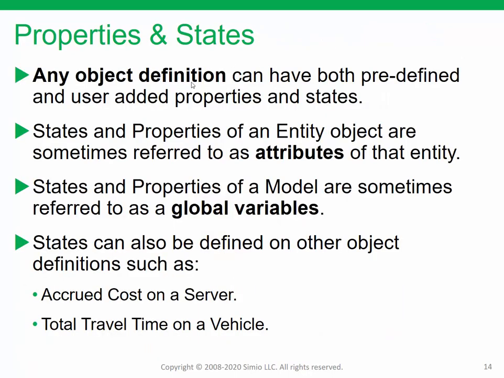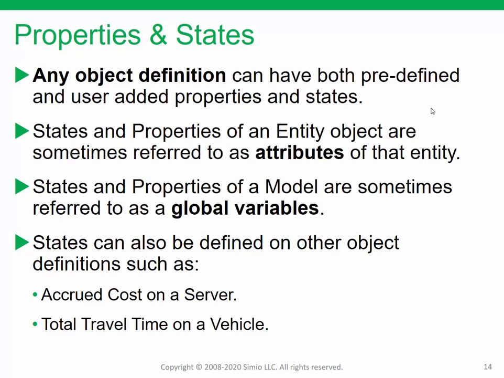So object definitions can have both predefined and optionally user-added properties and states. The designer of an object, the person who implemented an object, whether they're standard library objects implemented by Simio or custom objects developed by a user, the predefined properties and states will be defined by the designer, and then that can be extended by the user.